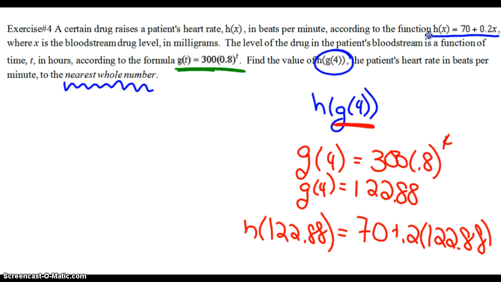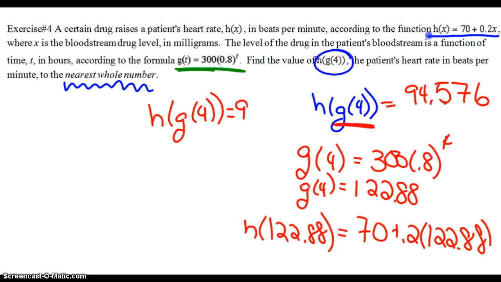Let's type that in. 70 plus 0.2 times 122.88, bing bong boom. And we end up with h of g of 4 is 94.576. But they said nearest whole number. So I always write the decimal my calculator gave me and then look to round it. So 5 is going to tell me to round up. So we're going to say h of g of 4 is equal to 95 beats per minute.